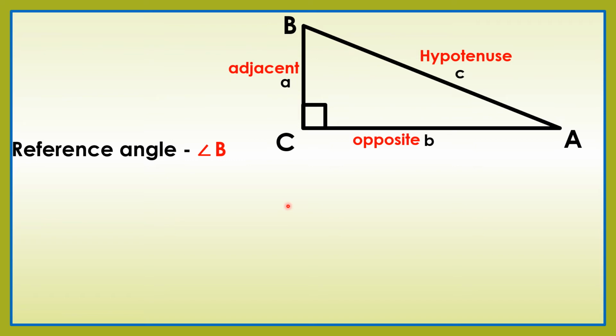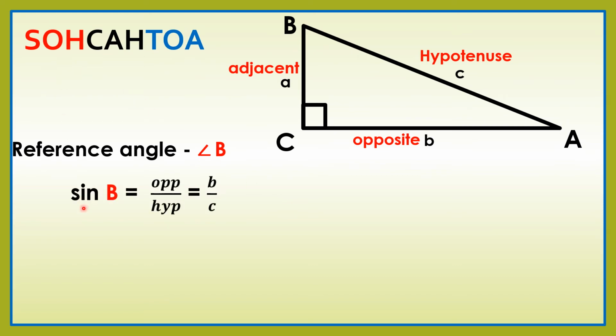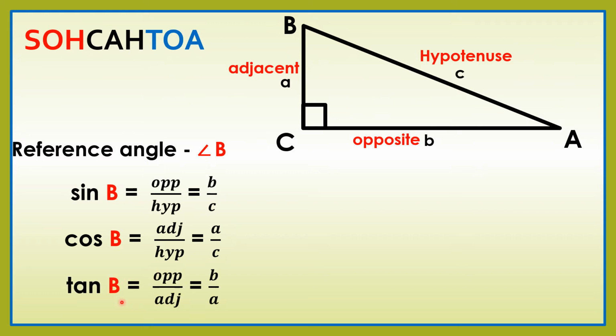Gamitin natin ang ating mnemonic na SOH CAH TOA. The first one is SO, that is sine B. This time gagamitin na natin ay B, sine B kasi that is the reference angle, is equal to opposite over hypotenuse. So, this is B over C, kasi ito ang ating opposite at ito ang ating hypotenuse. Next is CAH. Cosine B is equal to adjacent over hypotenuse. That is equal to A over C. Next is tangent B. That's equal to opposite over adjacent. So, this is equal to B over A.